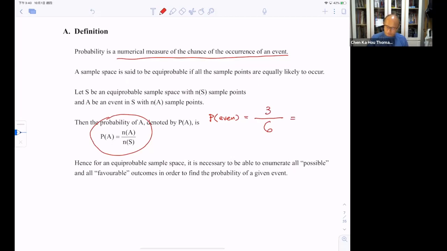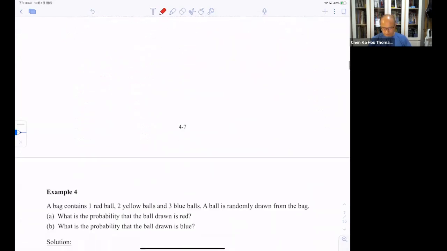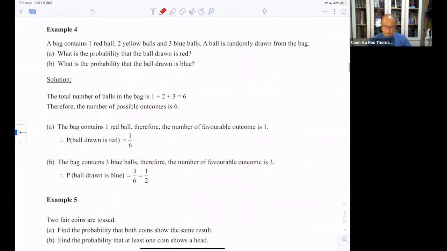So this is the probability. If you roll a die, you get an even number, okay. Probability, its definition is this: it's a ratio of two numbers of different events. All right, so let's see some very simple examples. I believe that you did it in Form 3 or in your DSE, right?